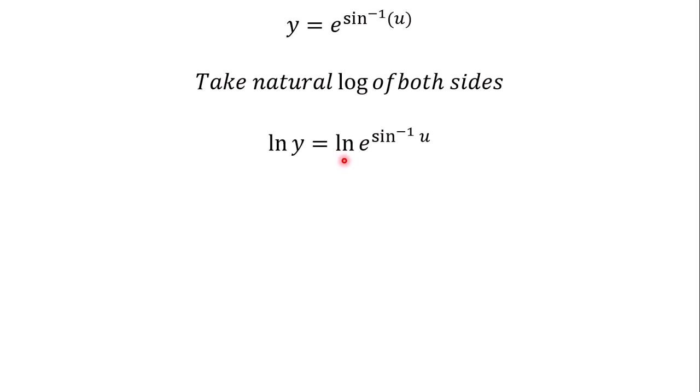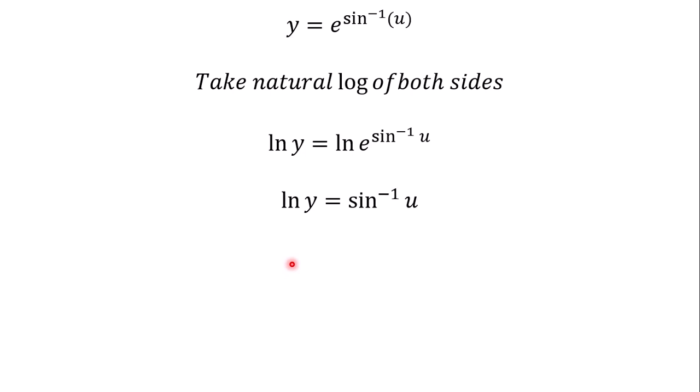So this one, the moment you see natural log, the base is e. Okay, since the base is e and the number here is also e, the base and the number will cancel out and it will be left with sine inverse of u. So natural log of y is equal to sine inverse of u.